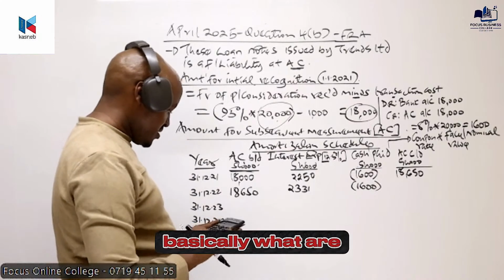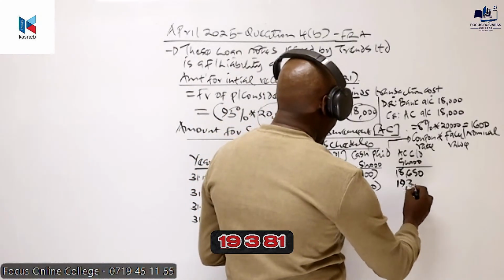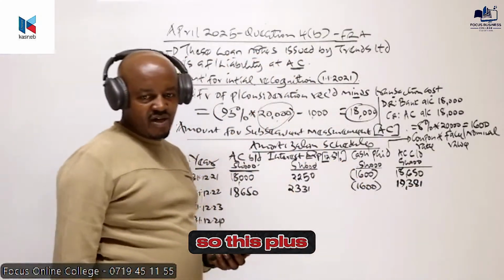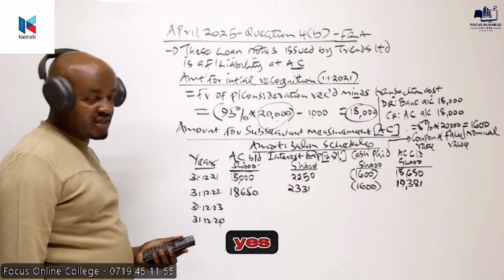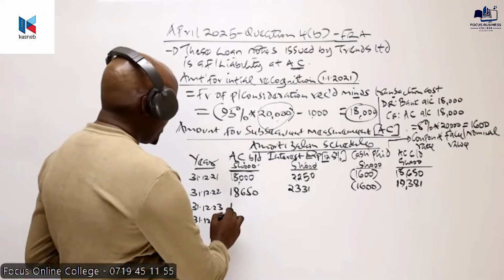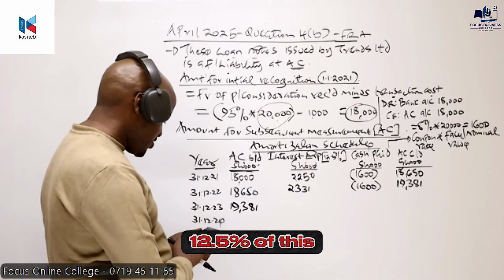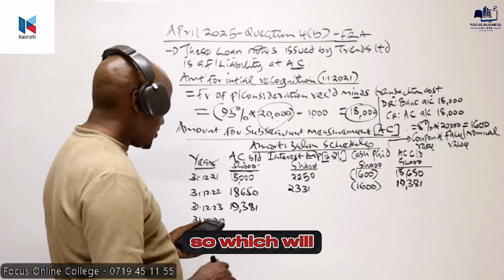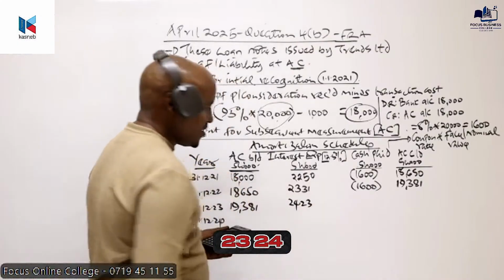Minus 1,600. And basically, what are you getting here? 19,381. So this plus this minus that. That's what you're getting? 19,381. Yes. So that will be the opening balance here. 19,381. So we compute interest being 12.5% of this, which will give us 2,423.